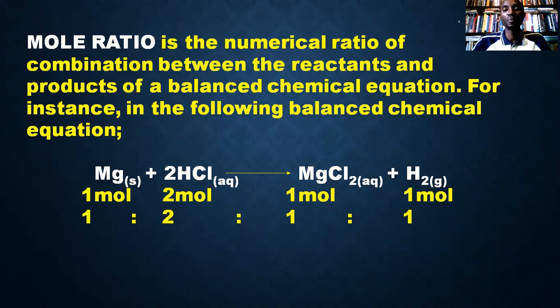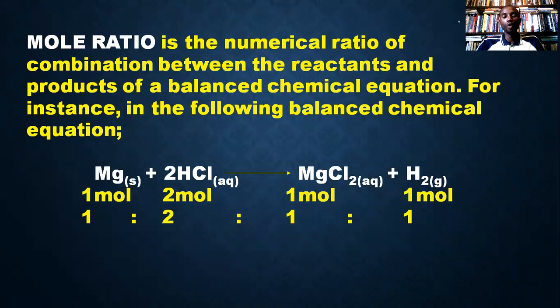For instance, in the following balanced equation, you see the number of moles of magnesium is 1. That is why 1 is not written there, but it tells you that magnesium is 1. Then that of hydrogen chloride in aqueous solution is 2 moles. You see 2 in front of hydrogen chloride. Magnesium chloride is 1 because only one magnesium chloride is there. We don't write that 1 because it's 1. The same goes for hydrogen gas.